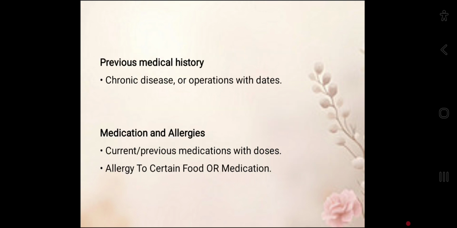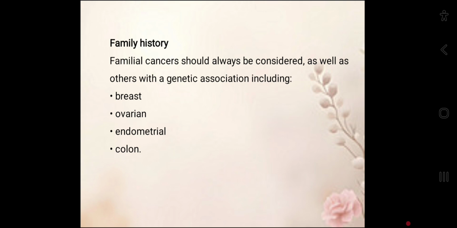Previous medical history: any chronic disease, surgical operations, with dates. Medication and allergies: ask about chronic medication, and allergy to medication or food. Regarding family history, in gynae, we'll ask about familial cancers mainly, which include breast, ovarian, endometrial, and colon cancers.